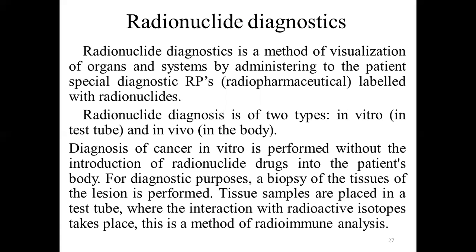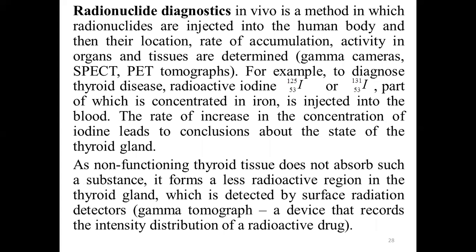Radionuclide diagnosis is of two types: in vitro, in a test tube, and in vivo, in the body. A diagnosis of cancer in vitro is performed without the introduction of radionuclide drugs into the patient's body. For diagnostic purposes, a biopsy of tissues of the lesion is performed. Tissue samples are placed in a test tube where the interaction with radioactive isotopes takes place, and these are methods of radioimmune analysis.